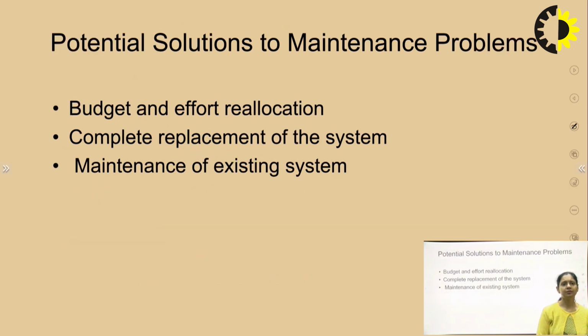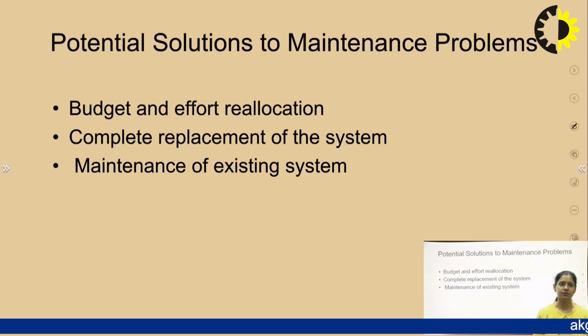So those were the problems that we discussed. Now, what could be the possible solutions if those kinds of problems come? The first one is budget and effort reallocation. The budget that was decided earlier, when the software was in different phases, and the resources need to be reallocated. Even the people who are involved in the maintenance phase also need to be reallocated, so that the software can move into the maintenance phase very smoothly.